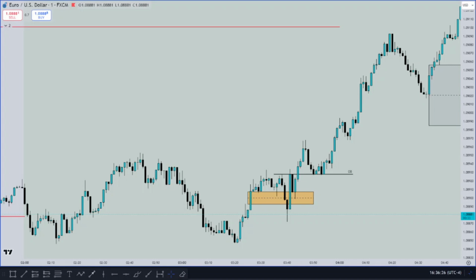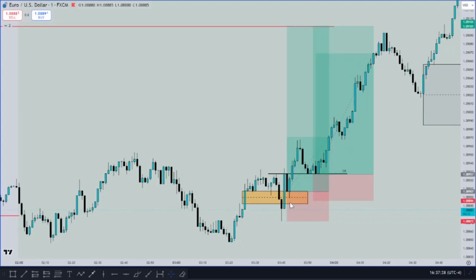Now let's do another example before the New York session. So these were the trades I took. First buy, second buy.